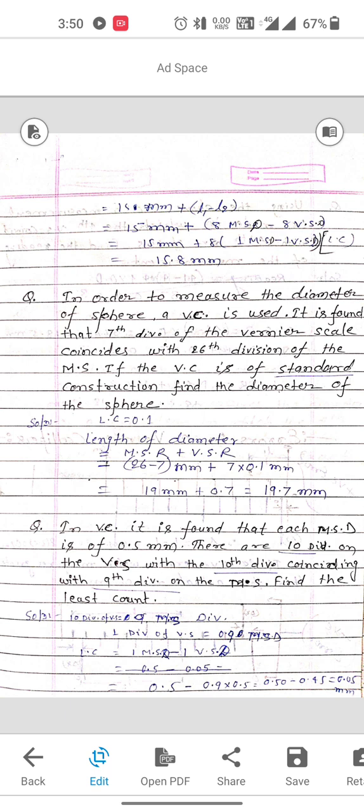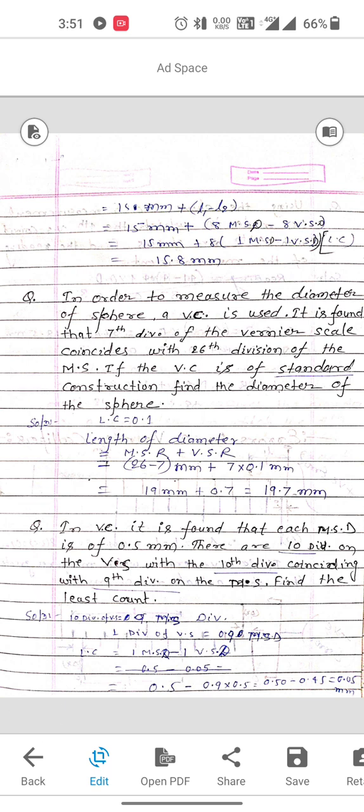In order to measure the diameter of a sphere, a vernier caliper is used. It is found that the 7th division of the vernier scale coincides with the 26th division of the main scale. If the vernier caliper is of standard construction, find the diameter. The least count is 0.1. Length of diameter is 26 minus 7, that is 19. 7 is coinciding with the vernier scale, that is 7 into 0.1, that will come out to be 19.7.